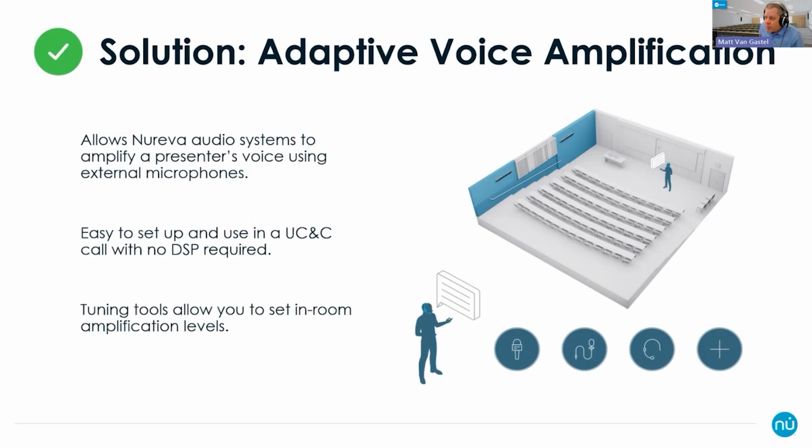The Adaptive Voice Amplification feature allows Nureva audio systems to amplify a presenter's voice, specifically using external microphones. It's easy to set up and use in a UC&C call with no additional DSP required. We do all of that on board our system. Now, tuning tools allow you to set in-room amplification levels through being able to set not only the room volume, but it's also the far-end participant volume.